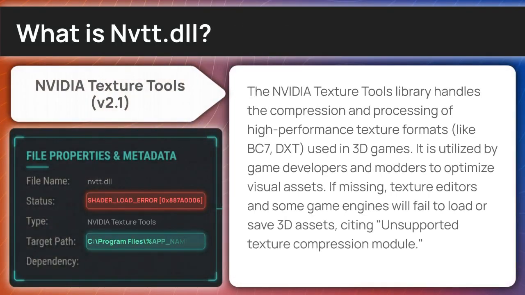This is the NVIDIA Texture Tools. It handles the compression and processing of high-performance texture formats, like BC7, DXT, used in 3D games. It is utilized by game developers and modders to optimize visual assets. If missing, texture editors and some game engines will fail to load or save 3D assets, citing Unsupported texture compression module. Understanding the file's role is a great start.